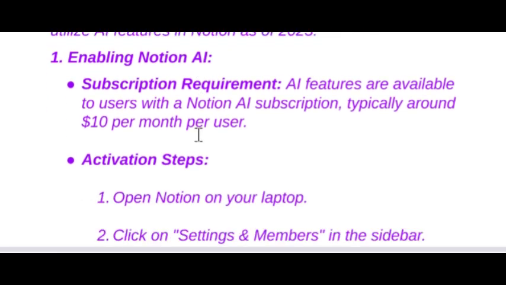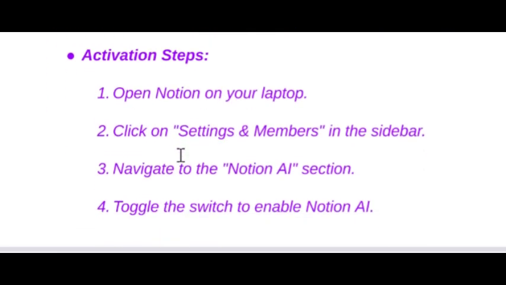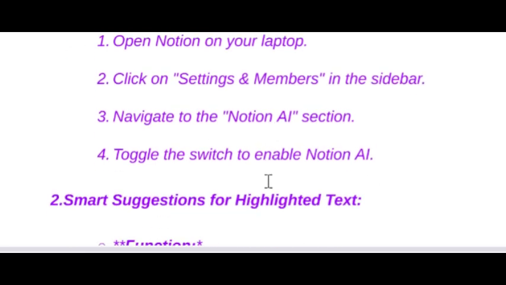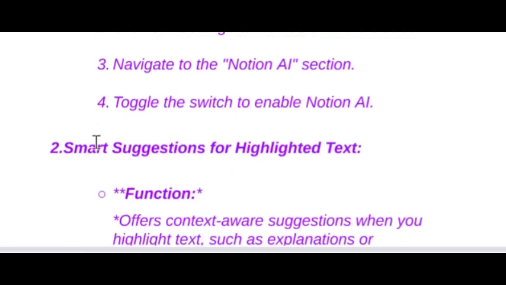Next, you're going to activate it. So what you do is open Notion on your laptop, click on settings and members in the sidebar, navigate to the Notion AI section and toggle the switch to enable Notion AI. Once you've done this, the next thing is to use the AI you want.